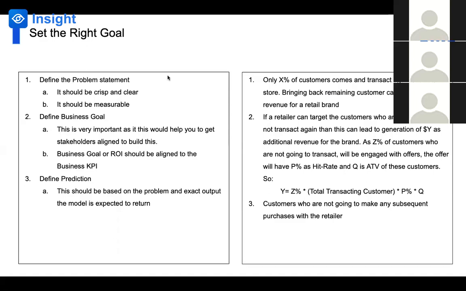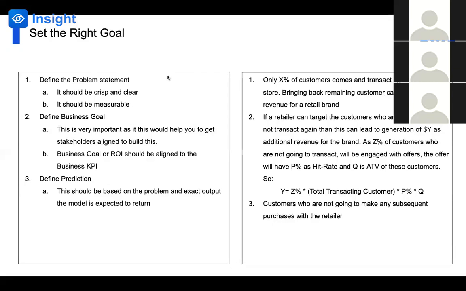If a retailer can target the customers who are about to lapse, who are not going to transact again, this can lead to Y dollars. And how is this dollar value defined? 100 minus X would be Z. If Z percentage of customers are not going to transact, and we can engage with those customers by giving them an offer, then those customers will come back.